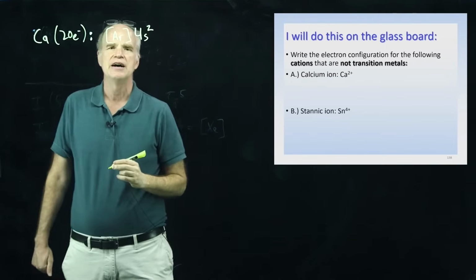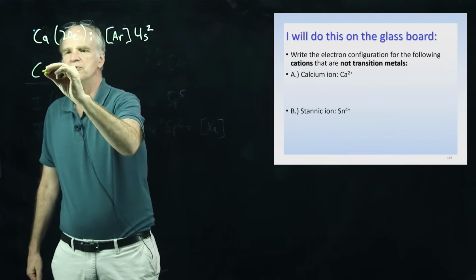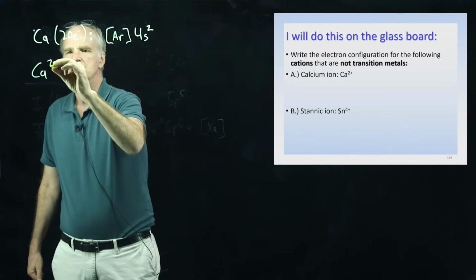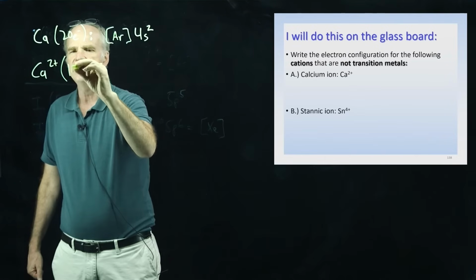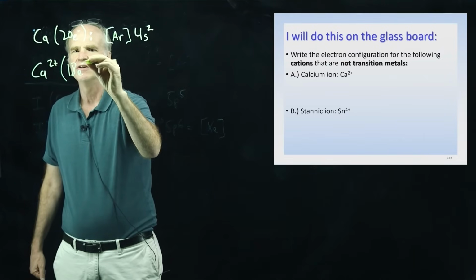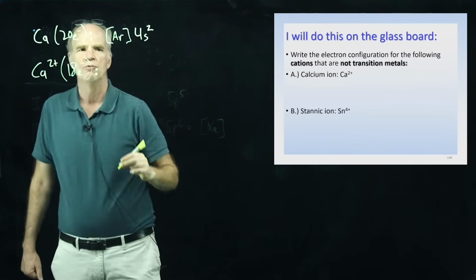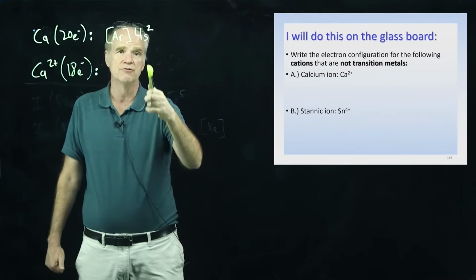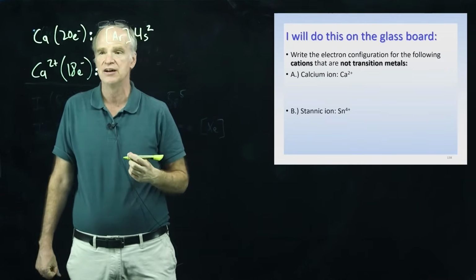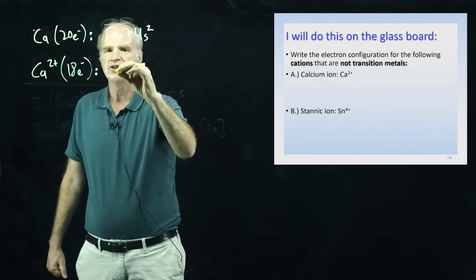Okay. Now, if you have calcium 2+, you're down to 18 electrons. And so what you're going to do is just remove the highest energy level electrons here, and so it'll be just argon.